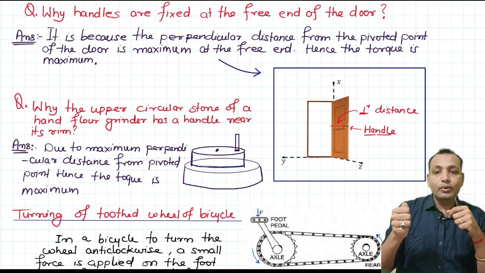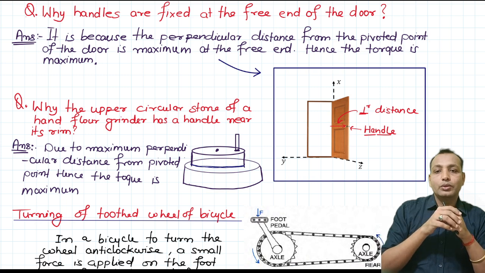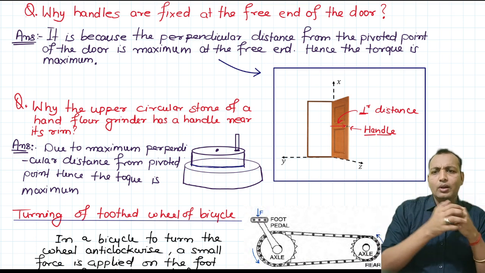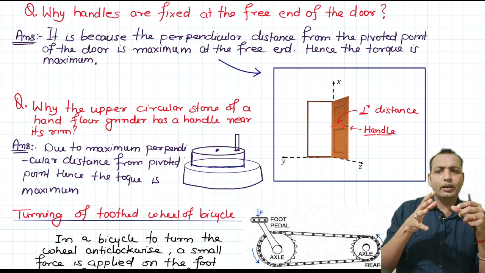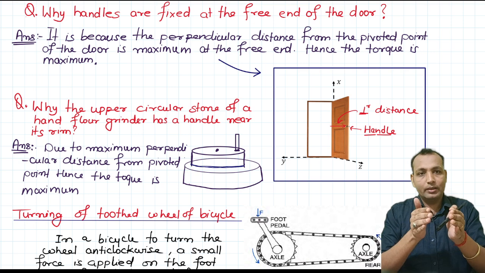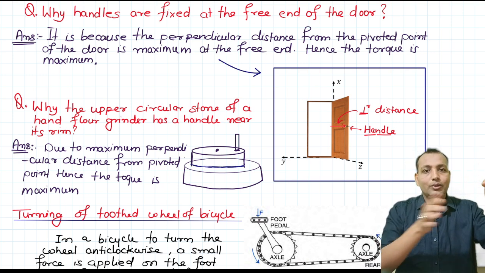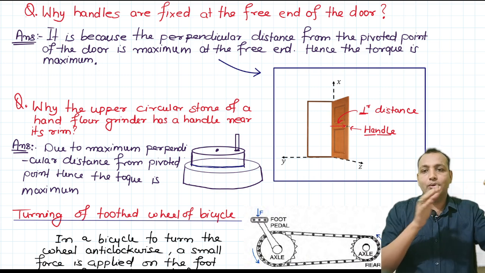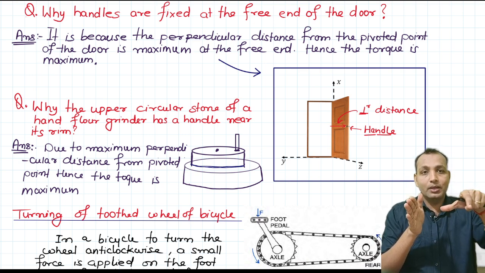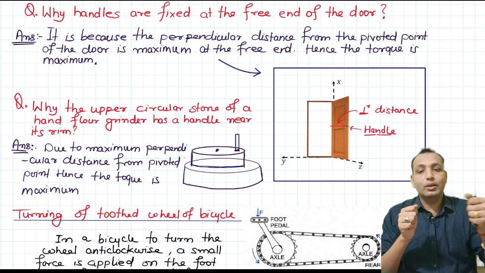Second thing, if you see this in the village area, right? Why does the upper circular stone of a hand flour grinder have a handle near the rim? If you think of this as a circular part, the handle is on the rim, at the corner, the edge point only. Again, from the pivoted point the perpendicular distance will be maximum, so that is why we put the handle there.